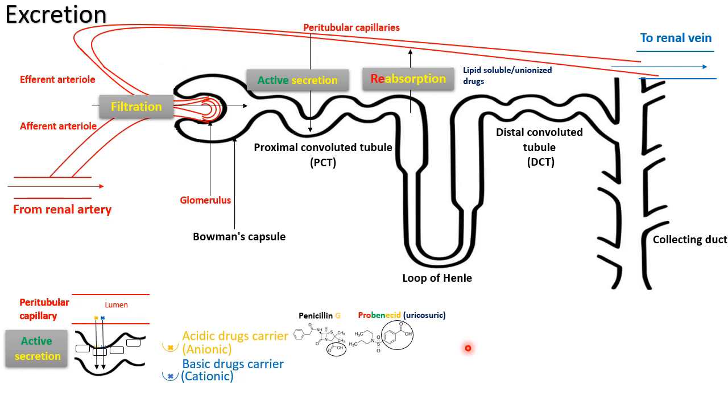So only probenecid is transported or secreted from the peritubular capillary into the nephron. So that keeps the level of penicillin G in blood higher, because it's now not secreted. It stays in the blood. So that increases the blood level of penicillin G.